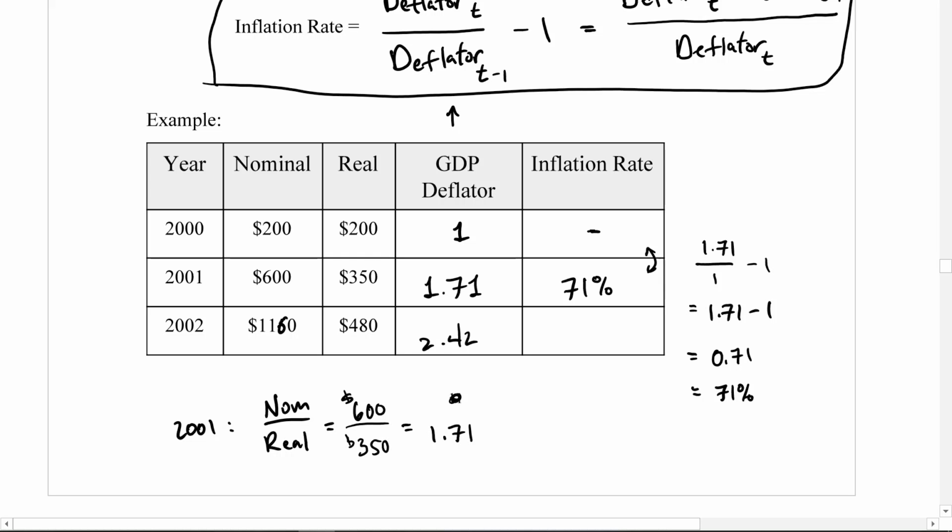Okay, and again, I'll leave you to try the second one. Pause the video if you need to. The answer to that is going to be 42%. Okay, so give that a try, but that's how you calculate the inflation rate using the GDP deflator: nominal over real GDP.